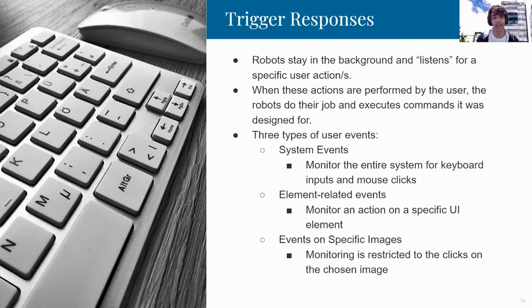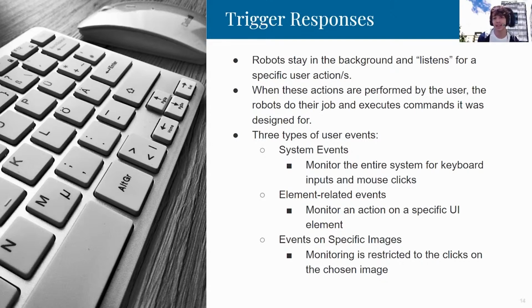Next, there are generally three types of user events. The first one being system events. These events are used for monitoring system inputs or keyboard inputs and mouse clicks, or maybe even a combination of keystrokes. The second type of event is element-related events. These events are used to monitor or listen to a specific UI element. So let's say a user interacts with fields on a form or other elements like drop downs. This can also be considered element-related events.